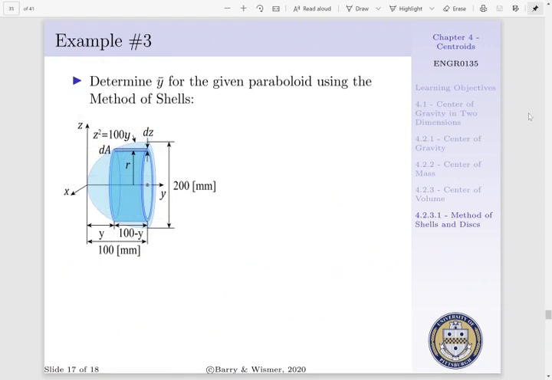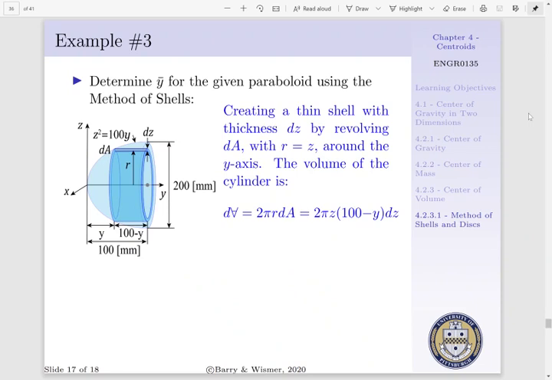Method of shells is slightly different. To construct a shell, we are going to revolve a differential area around our y-axis by some radius r. Now, r exists in our z direction, and our differential area can be expressed as dz, our thickness, times our base, and our base is 100 minus y. Thus, the differential volume of the cylinder constructed by revolving dA around our y-axis is 2 pi r dA. This is equal to 2 pi z, recalling r is equal to z.